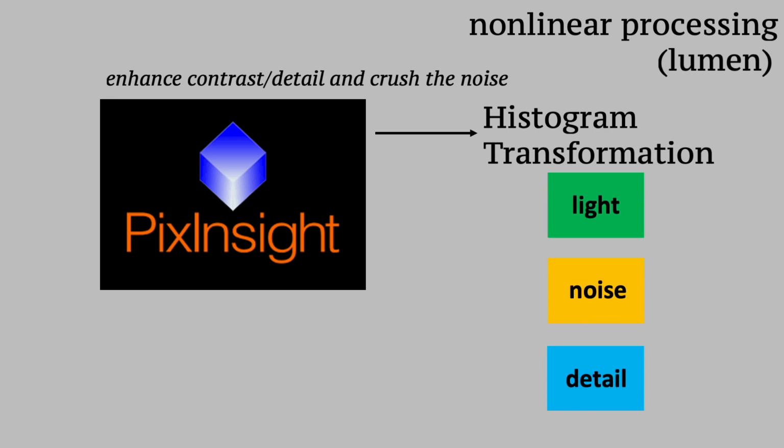This deals with all three of the areas that we're dealing with in lumen. And lumen is essentially grayscale, black and white, if you want to think of it that way. We're dealing with light, noise, and detail. So the histogram transformation is the tool that we use to really work on all of these. With the light, we can make sure that we can see our object. The noise, we've crushed down the background sky noise.